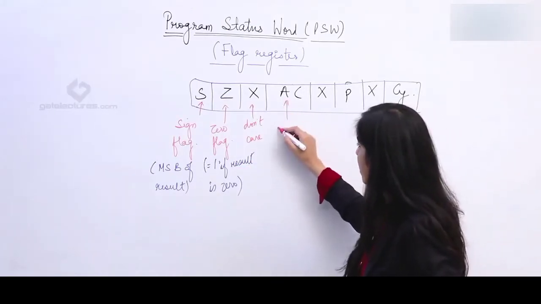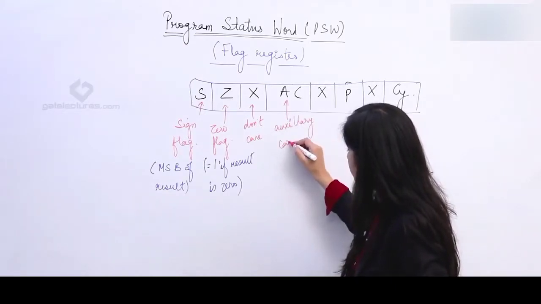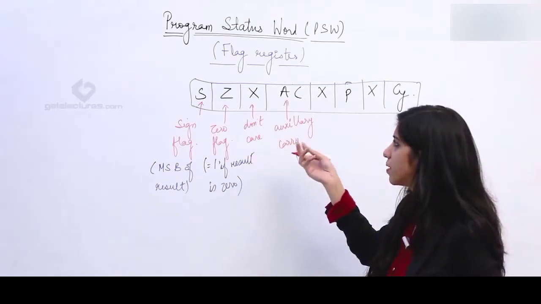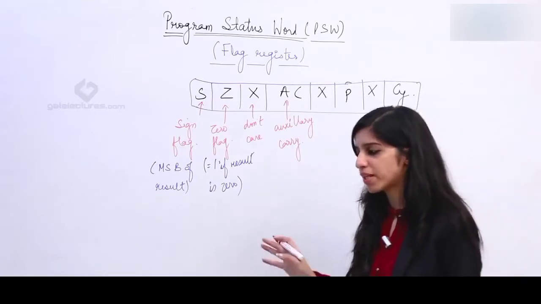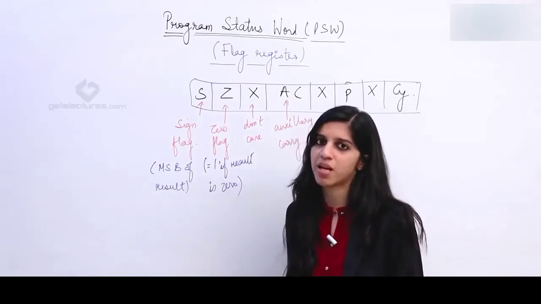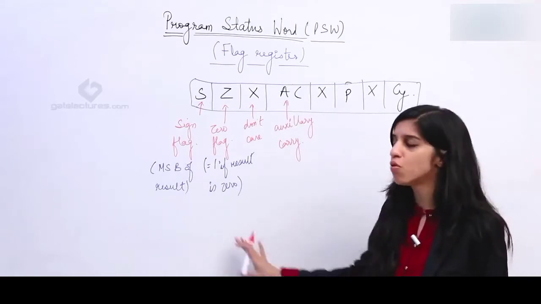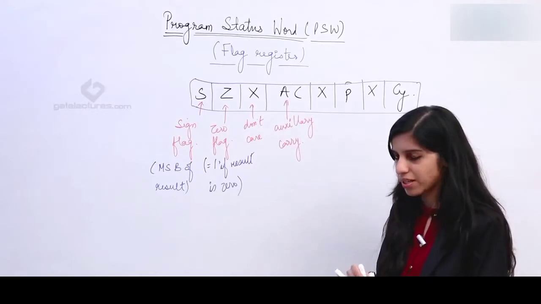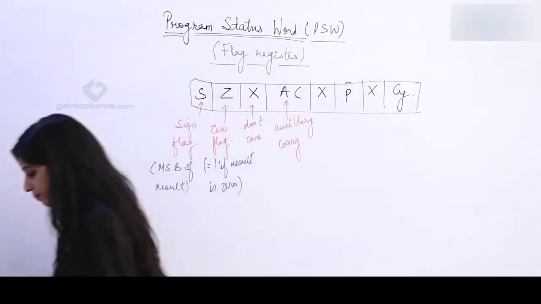This is auxiliary carry. Since you know that all the registers in 8085 are 8-bit, whenever you're performing an 8-bit addition operation or 8-bit subtraction operation, if a carry occurs from lower 4 bits to upper 4 bits, then that carry is known as auxiliary carry. We can see an example to understand auxiliary carry first.